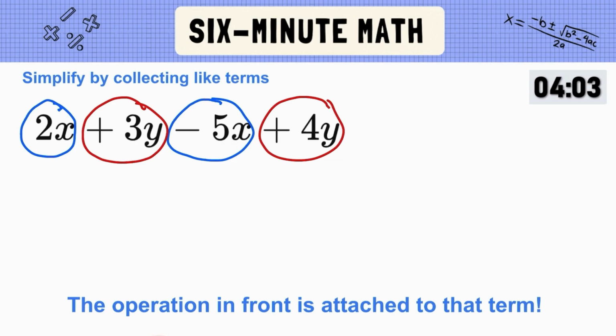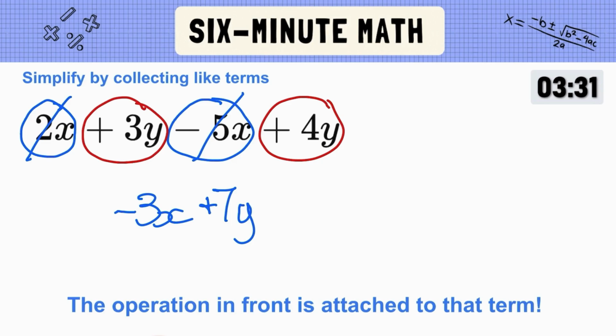At this point, I'm going to collect my like terms. So 2x minus 5x is going to be negative 3x. I like to cancel off my terms as I collect them to again help me stay organized. Positive 3y plus 4y is positive 7y. This expression cannot be simplified any further as my x and my y are unlike terms. This is my final simplification.